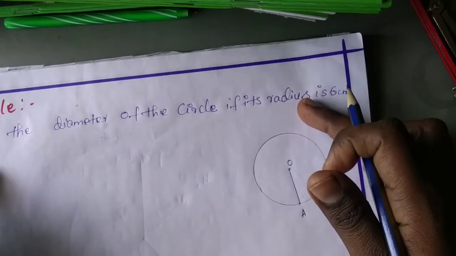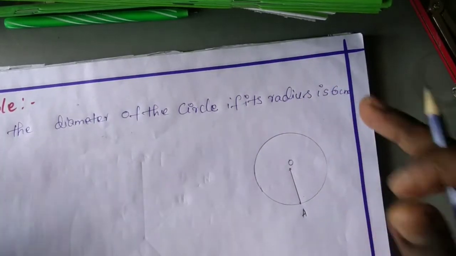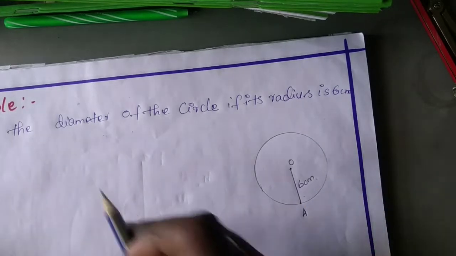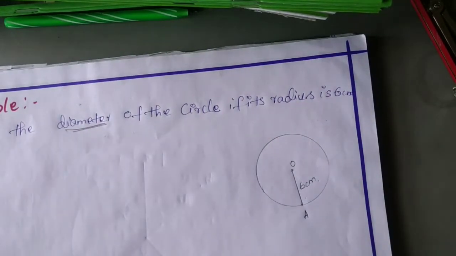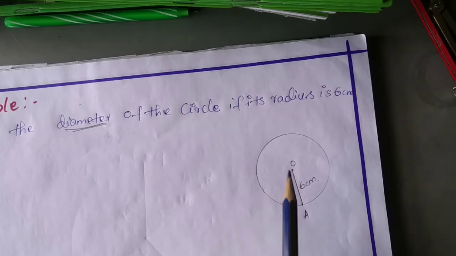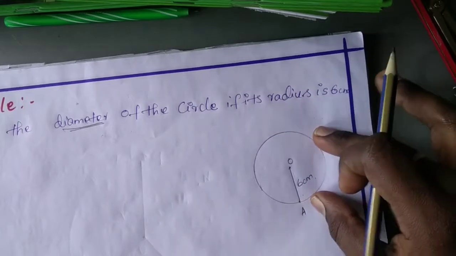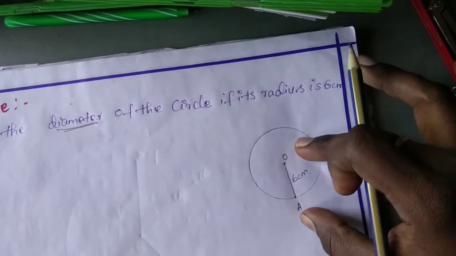Now come to the question. Here the question, radius is 6 centimeter. Okay, we want to find the diameter. Are you clear, my dear kids? Now, what is diameter, ma? What's the definition of diameter? A line joining any 2 points on the circle and passing through the center is called diameter.